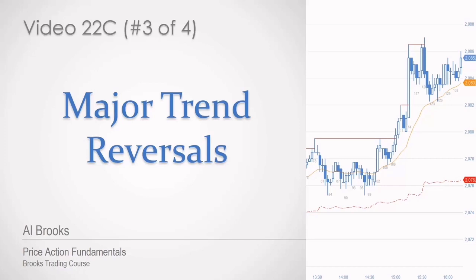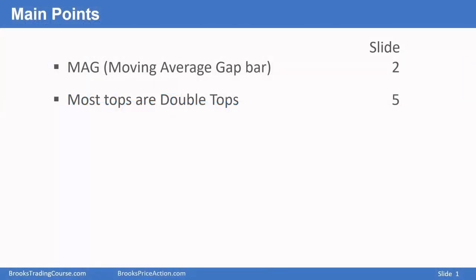This is the third of 4 videos on major trend reversals. I'll begin by talking about moving average gap bars, where there's a gap between the bar and the moving average. If you have a bear trend and you see a moving average gap bar, a bar above the moving average, it usually leads to the final leg of the bear trend.